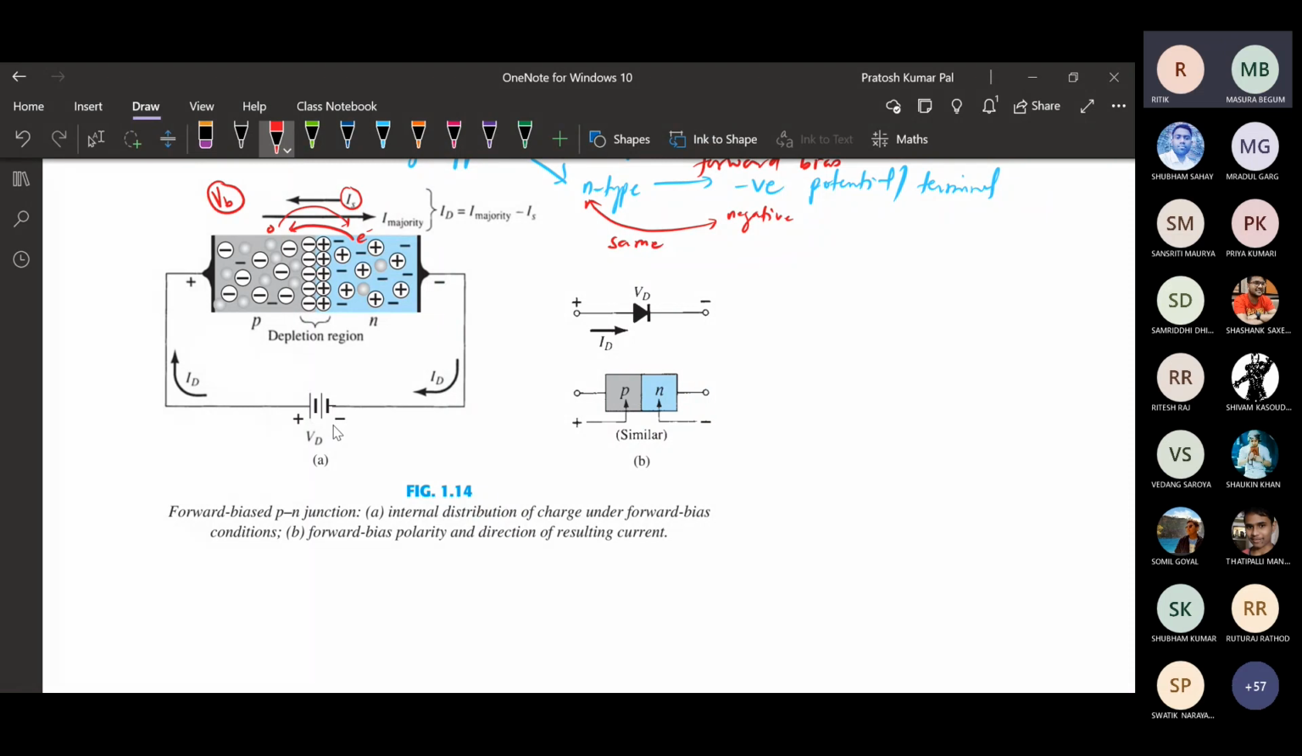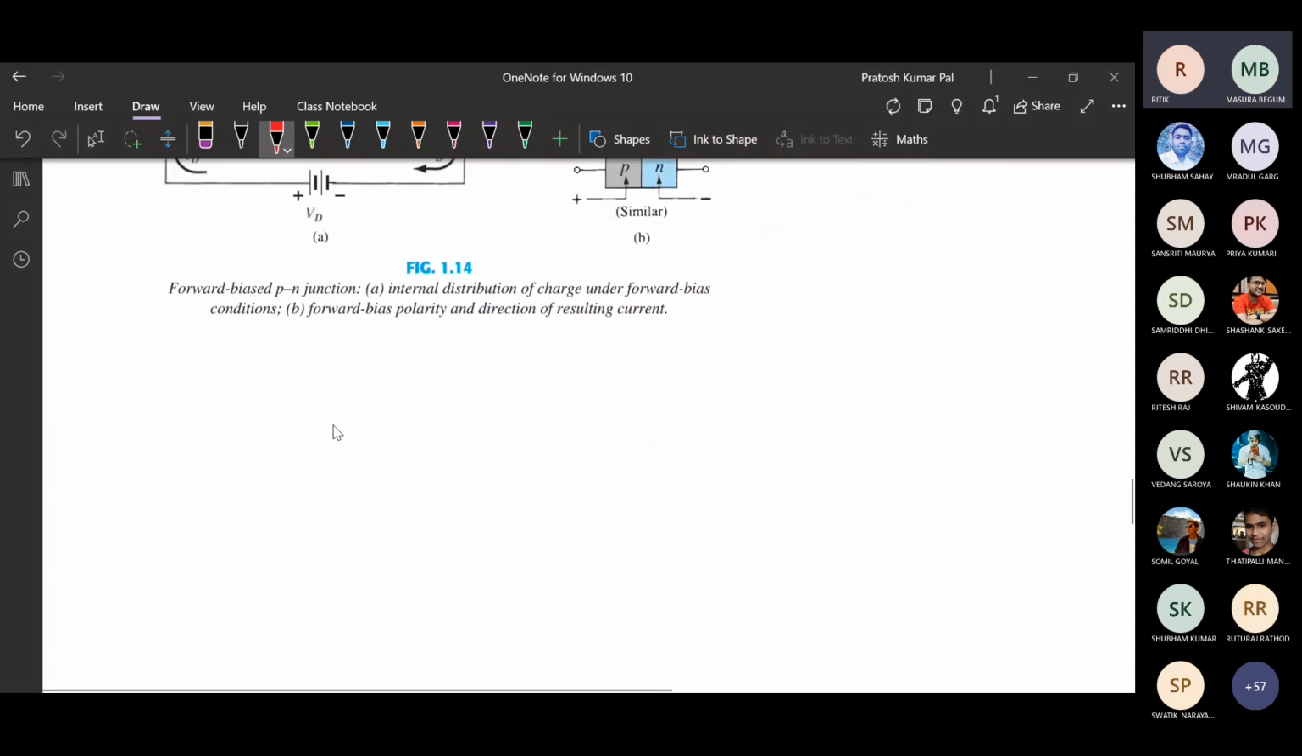Okay, so overall the final current will be the majority carrier current, which is higher in magnitude. The minus Is is the reverse saturation current flowing in the opposite direction. That's why it will be I majority minus Is. In that case the current will be flowing from P to N side. This is P to N side. So this was the case in forward bias.